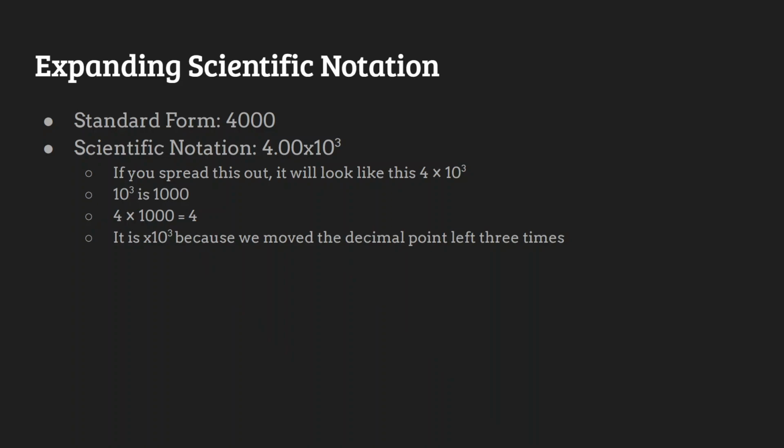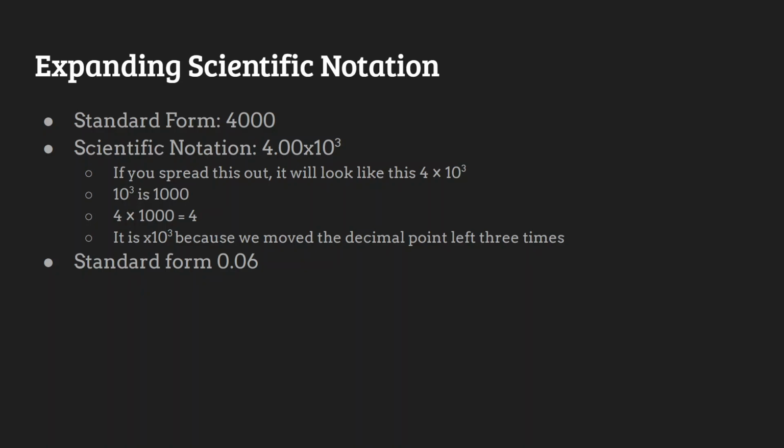So expanding scientific notation, what does it mean? We're going to have an example as 4,000. In scientific notation, it will be 4.00 times 10 to the third. If you spread it out, it'll look like 4 times 10 cubed. 10 cubed is 1,000. 4 times 1,000 equals 4,000. And it's going to be times 10 cubed because we moved the decimal point left 3 times.